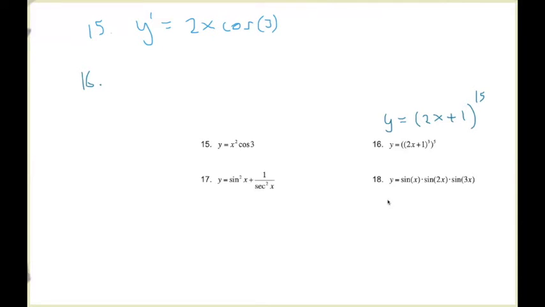I think 16 is just rewrite that. I mean, if you want to nest those functions together and do multiple layers of chain rule, knock yourself out, I would rewrite it as 2x plus 1 to the 15th.